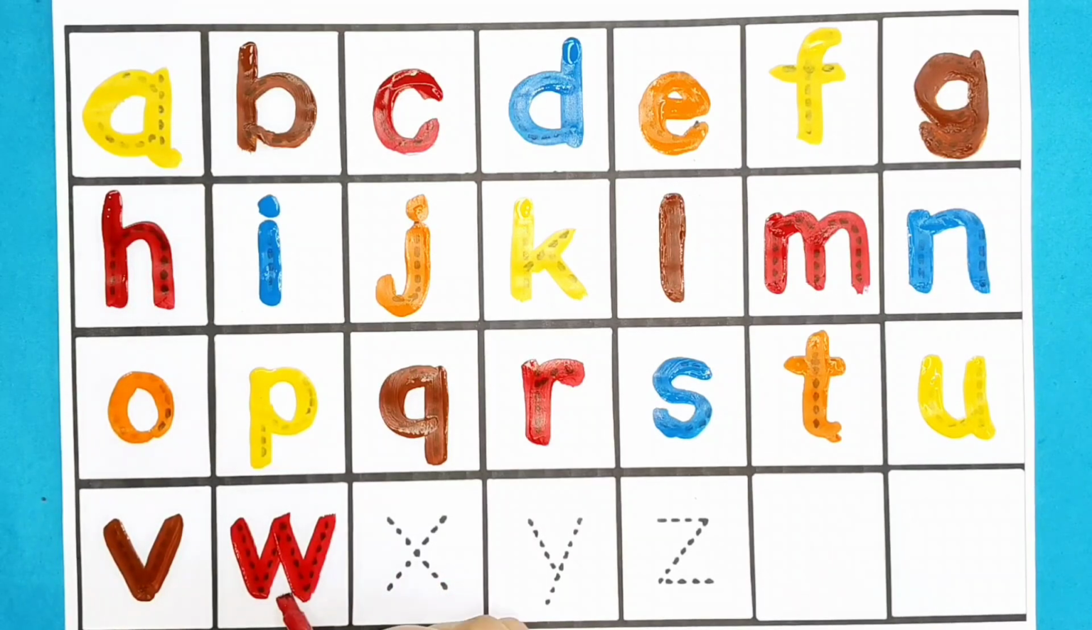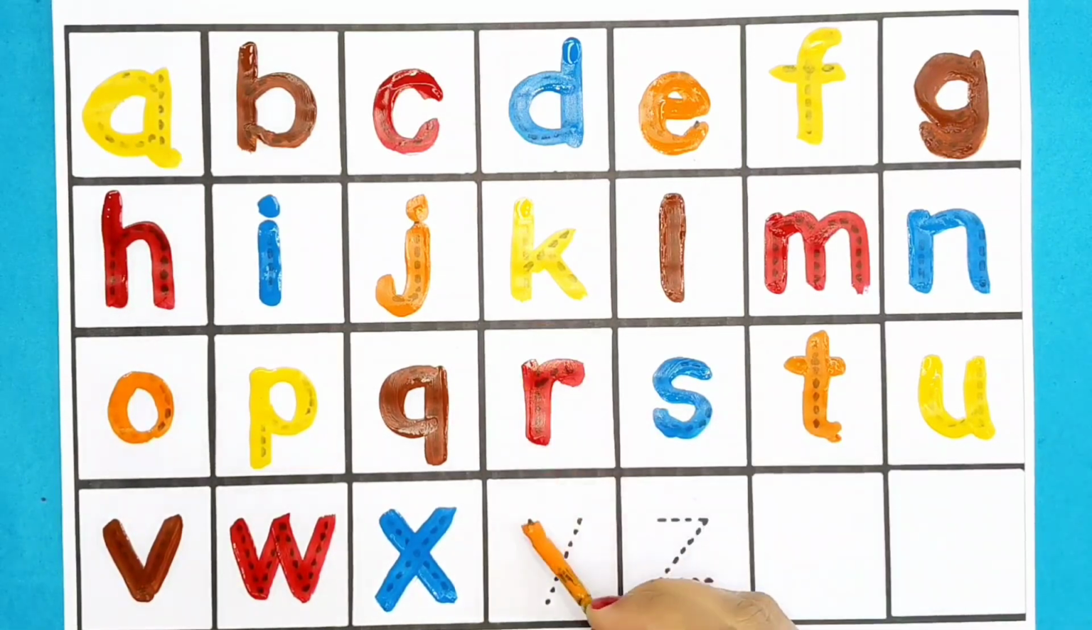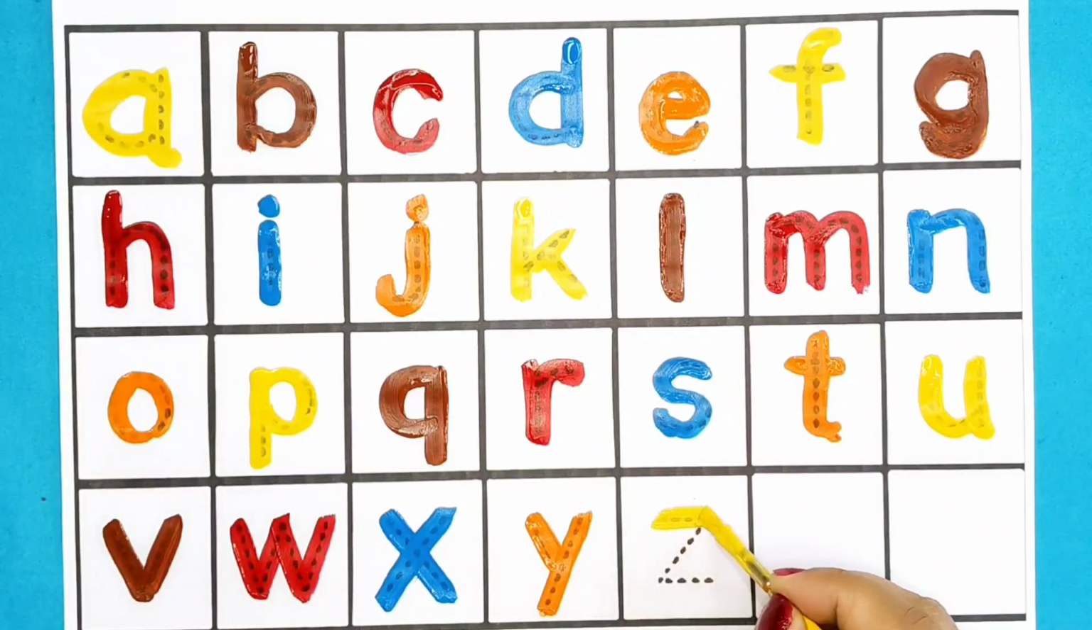W for watermelon, sky blue color. X for X-ray, orange color. Y for yo-yo, yellow color. Z for zebra. Let's learn.